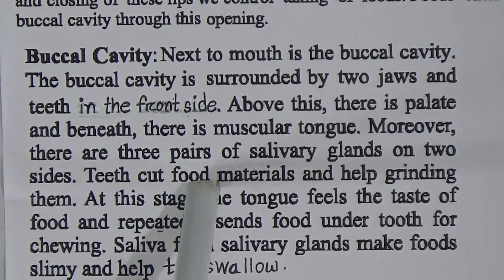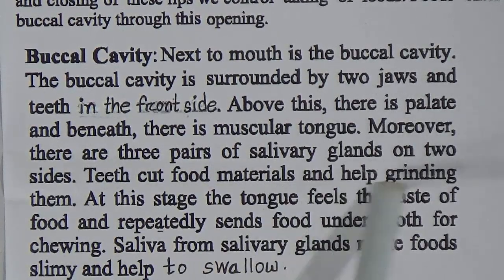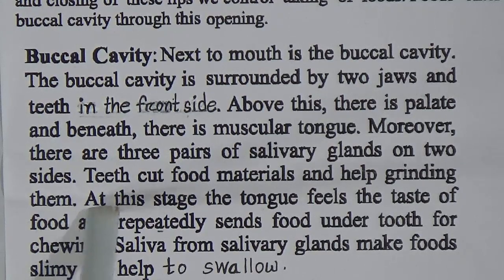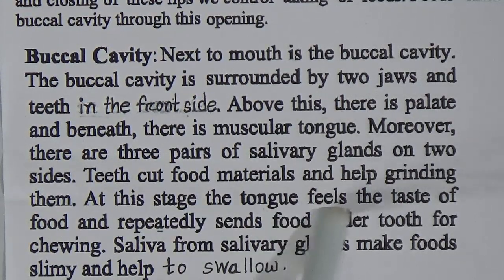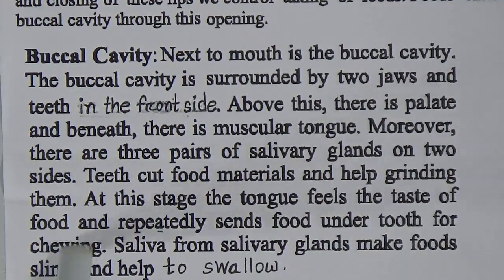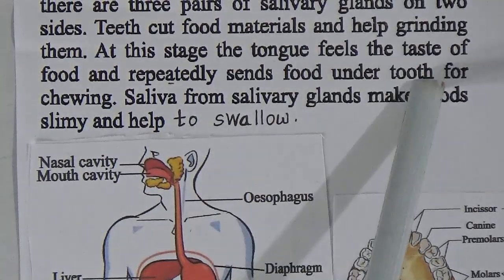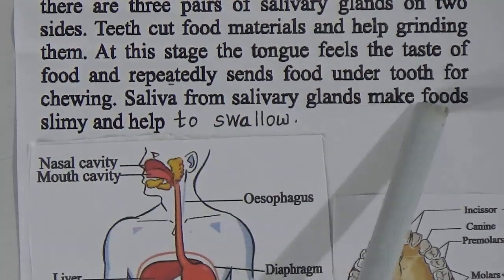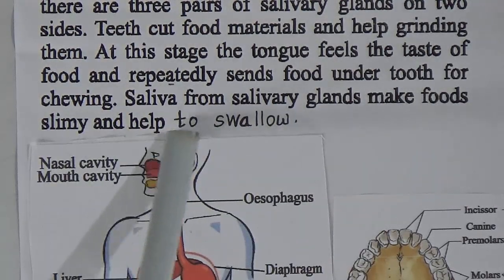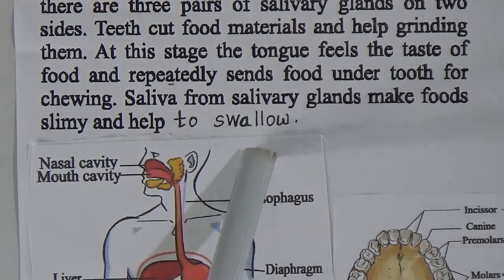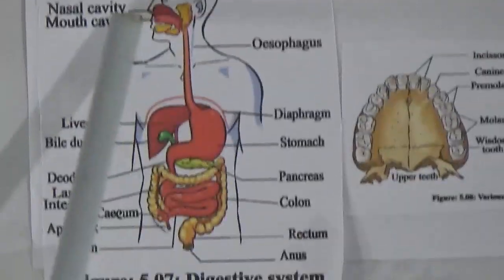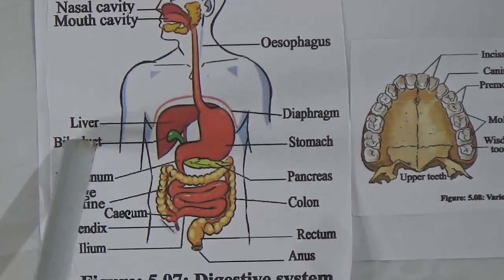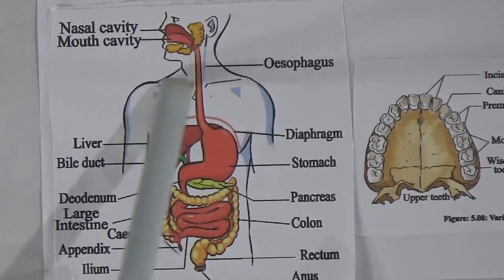Teeth cut food materials and help grinding them. At this stage, the tongue feels the taste of food and repeatedly sends food under the teeth for chewing. Saliva from salivary glands makes food slimy and helps to swallow. Dear students, let's see this digestive organ again properly.